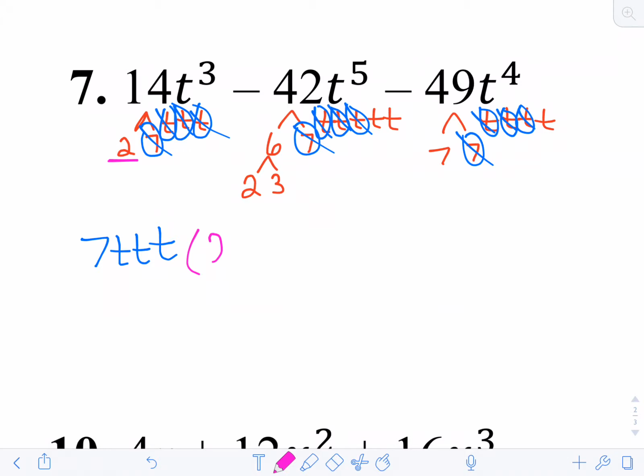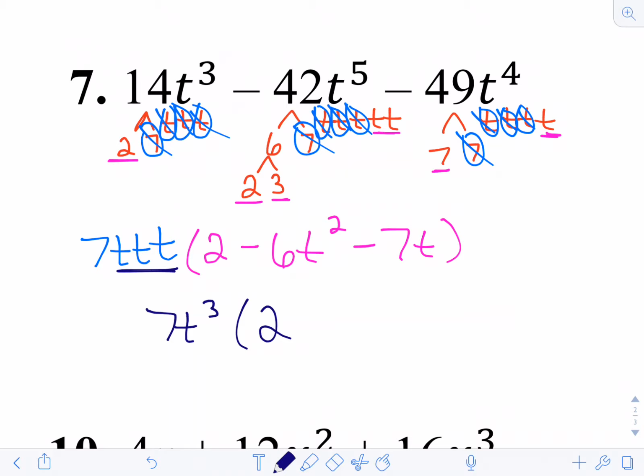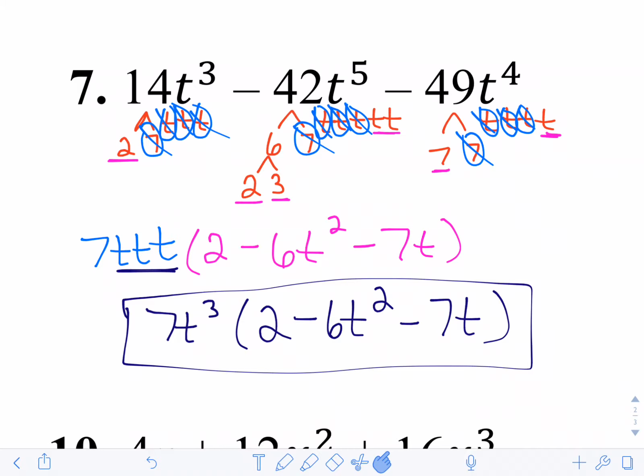So here for the first part, I just have a 2. Minus, here in the middle part I have 2 times 3, which is 6, and I have 2 t's, so that's t squared, minus, here I have a 7 and a t, so 7t. Okay, now I'm going to simplify this. Since I have 3 t's out here, I know that's t cubed, and then I have 2 minus 6t squared minus 7t. Now for these, you do not have to write these in standard form. Okay, when you pull this stuff out, you don't have to write it in standard form because the problem originally was not in standard form.